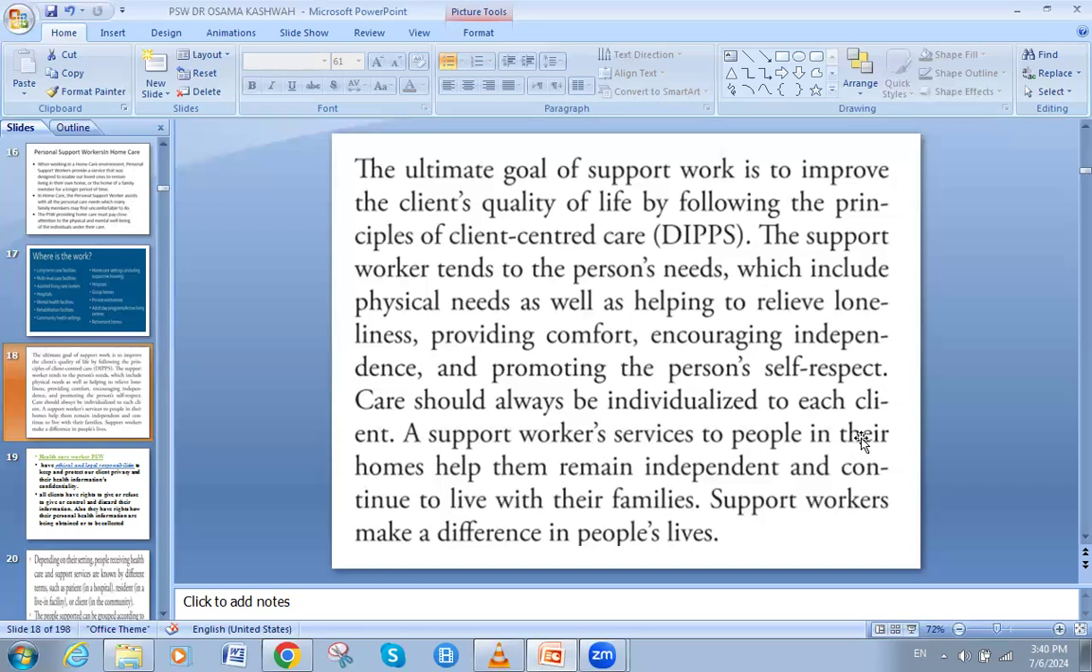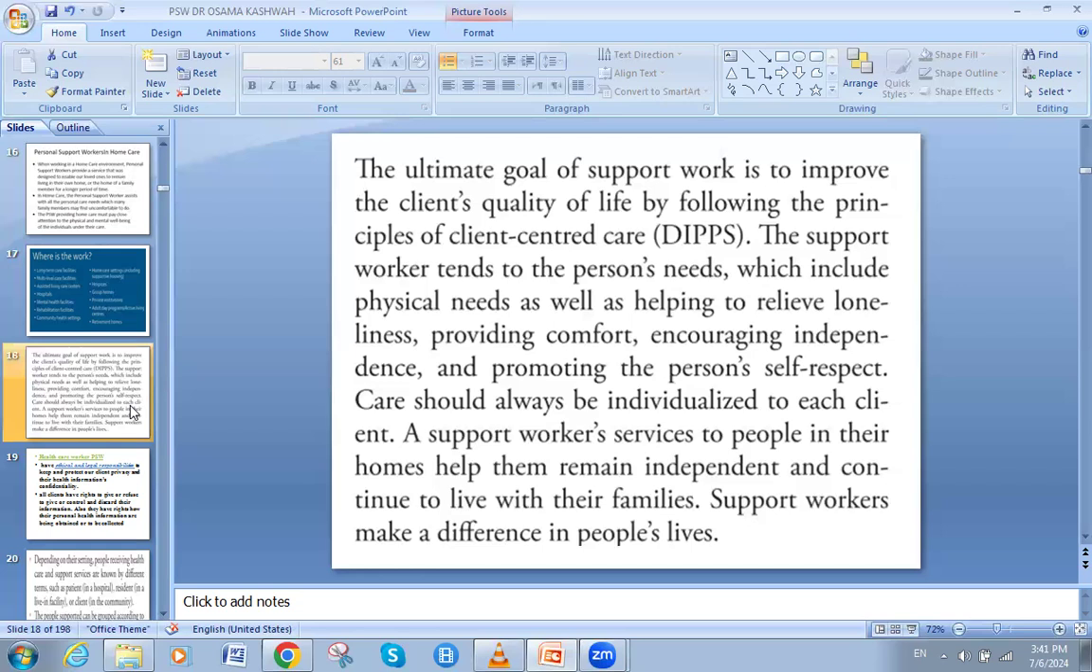Care also to each client. Support worker services help people in their home, help them remain independent and continue to live with their families. Support workers make a difference in people's lives. That's true. That is true.